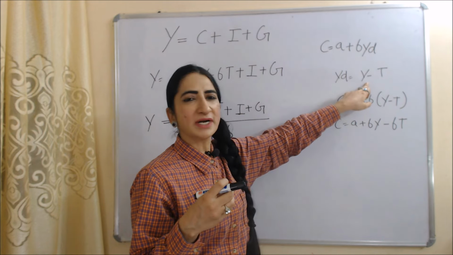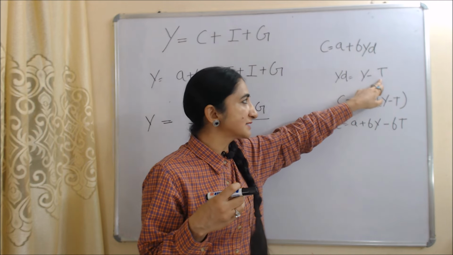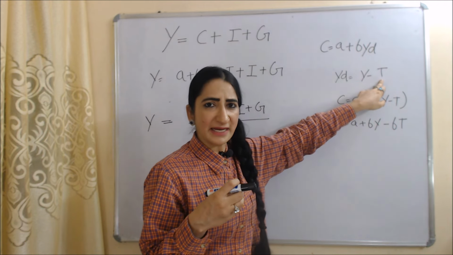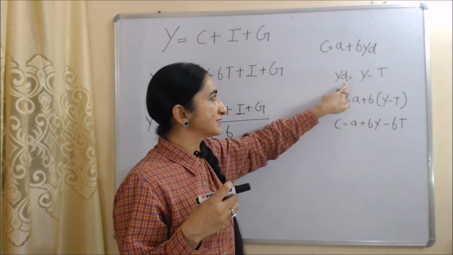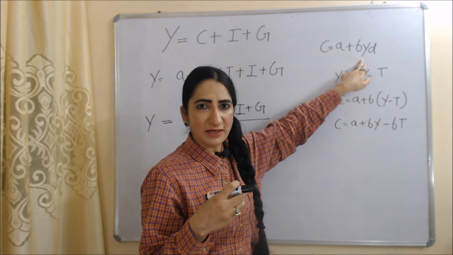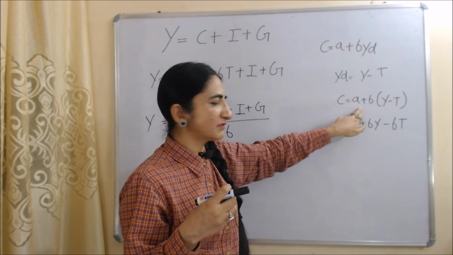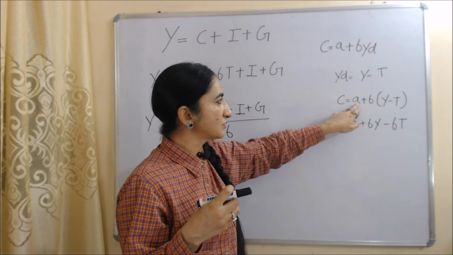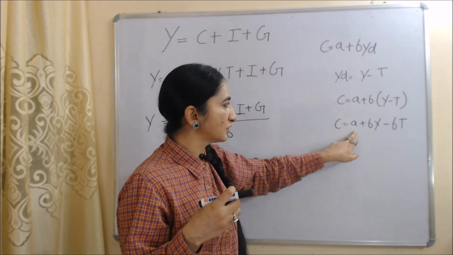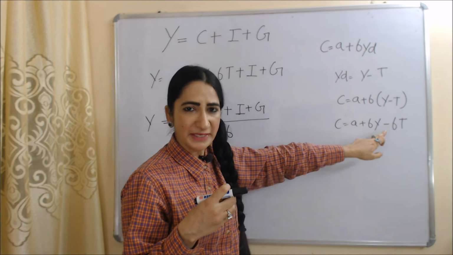And we can calculate disposable income when we subtract taxes from income. Here Y is income and T is taxes. So we can say that YD is equal to Y minus T. In this equation, we will fill the value of YD, then our equation will become like this: C equal to A plus B(Y minus T), or we can say that C equal to A plus BY minus BT.